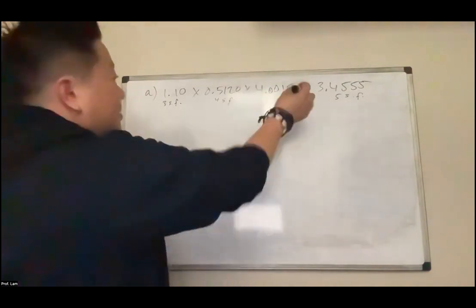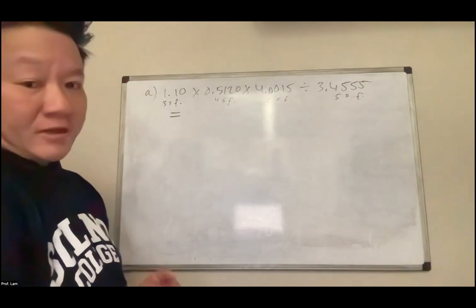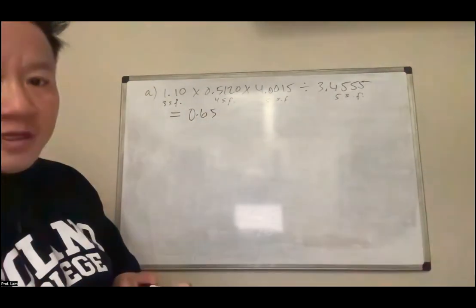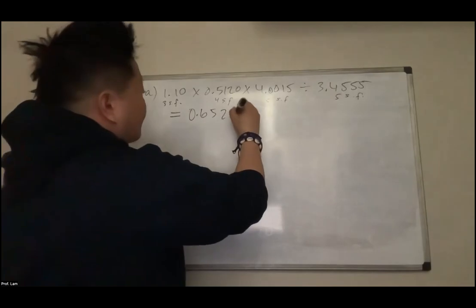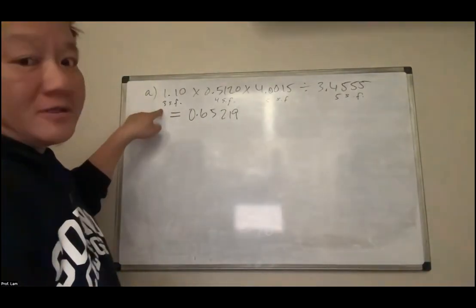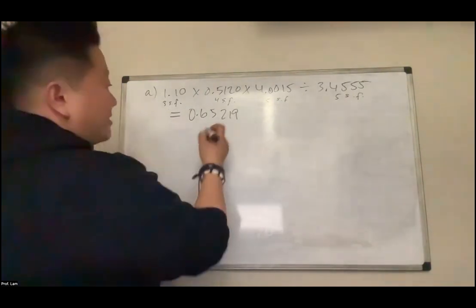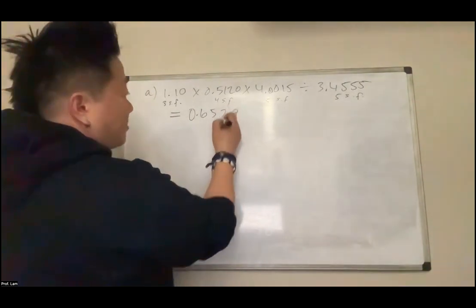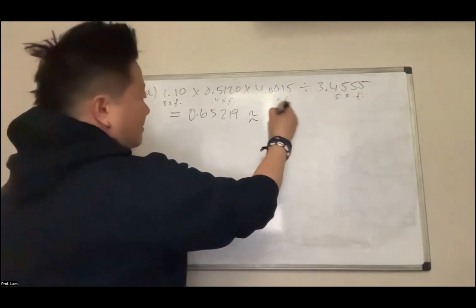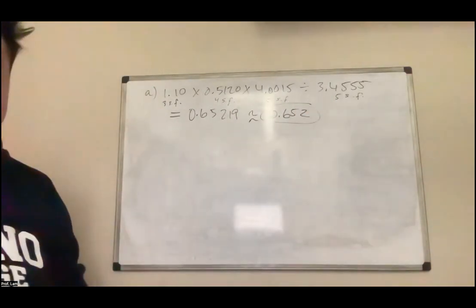So all I have to do now is punch this into the calculator. I'll tell you what my calculator says. It's 0.65219. Now I know I have to round to match the number with the fewest sig figs, so that'd be the one with 3. I need to round to the third decimal place. So I look to the 1, so that's going to keep the 2 the same. So my answer is 0.652.